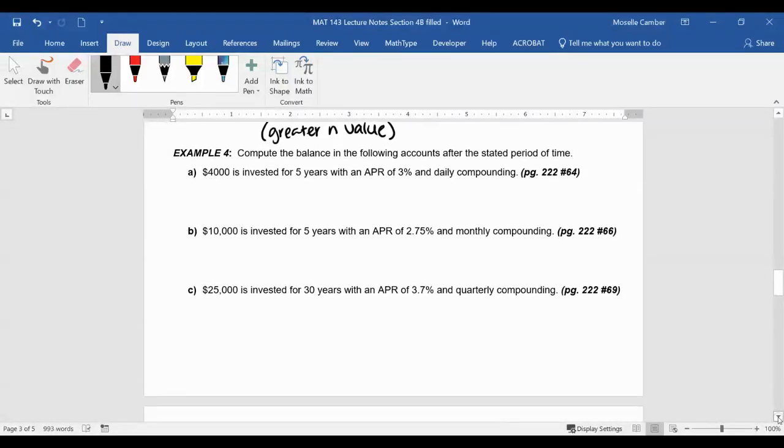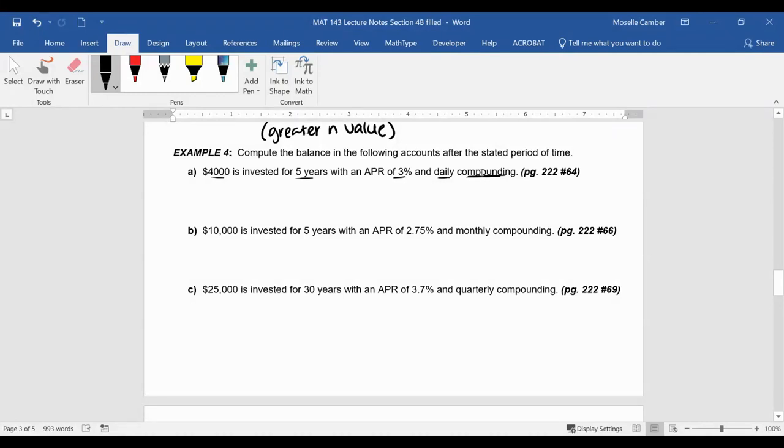Okay, an example. Compute the balance in the following accounts after the stated period of time. So part A, 4,000 is invested for 5 years with an APR of 3% and daily compounding. So it does say compounding, which means we know it's not going to be simple. It's daily compounding, with an APR of 3%, invested for 5 years, and 4,000 is invested.